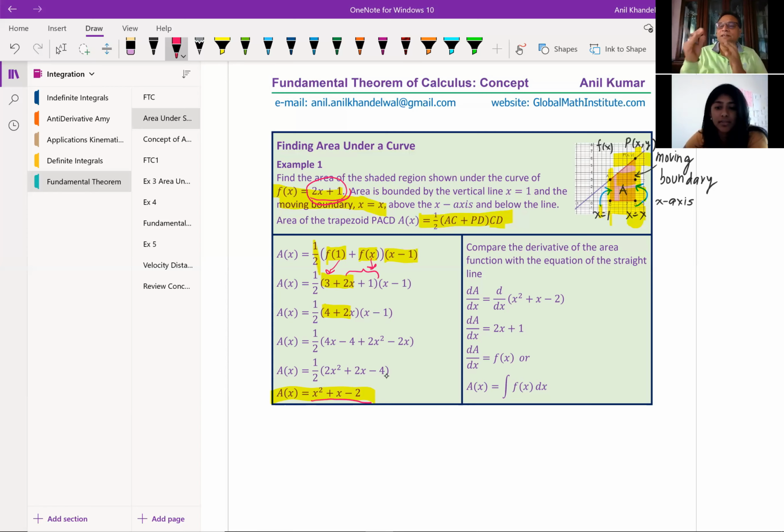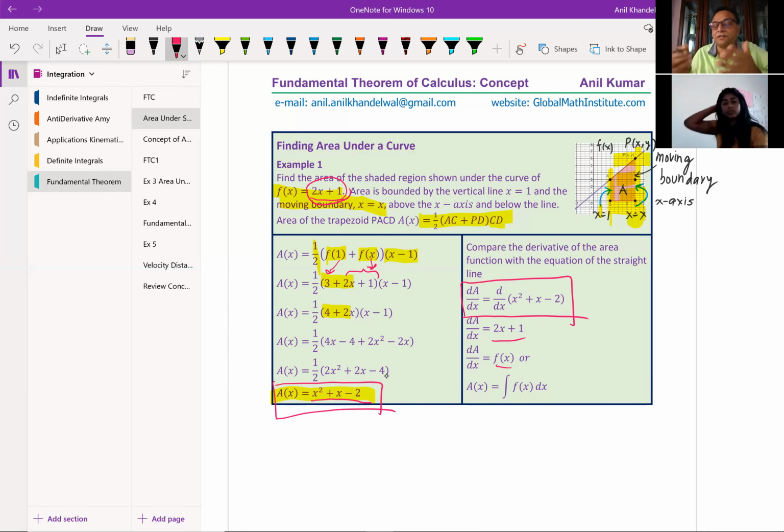Do you see that? So the area derivative is the same as the function. That is the observation. Got it? Yeah. So we wrote here that the derivative of this area, which is right there, is d dx of x squared plus x minus 2, which is 2x plus 1, which is the function itself. So here we get a differential equation. Do you see that? This is f of x, and we can solve this taking integrals on both the sides. So that is how you see the derivative part and the integral part and the area part being related.